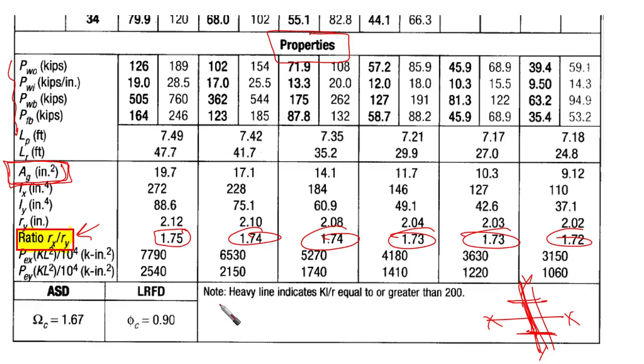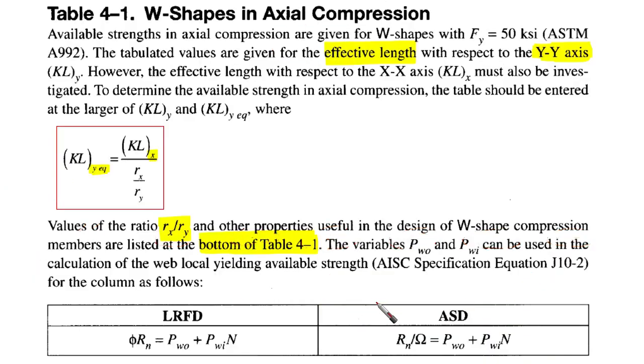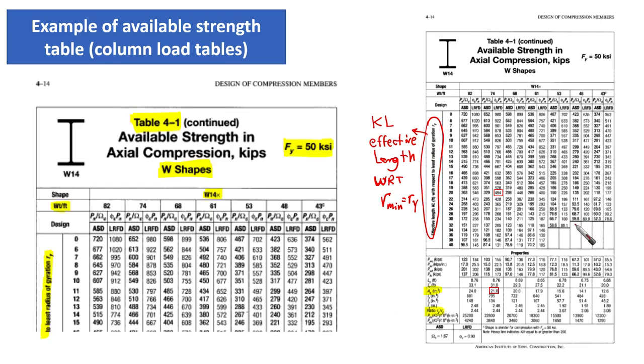Okay, and at the bottom you are going to find some notes. One of them, this heavy line, indicates KL over R equal to or greater than 200. This is what I have mentioned before. This is the thick line here, which is corresponding to KL over R equal to 200. It's our limit.